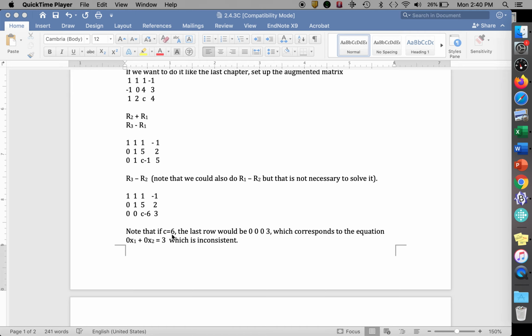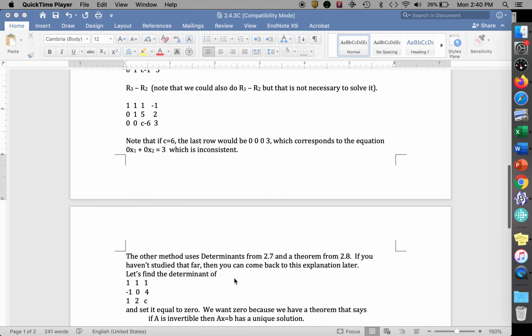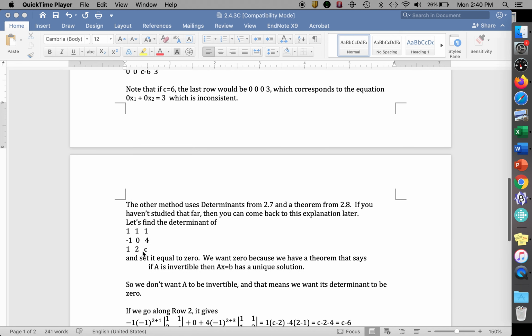Now the second way to do this problem is to use the concepts from 2.7 and 2.8. 2.7 is about determinants. 2.8 has to do with inverses. So if you haven't studied that far, you can always come back to this part of the explanation later. So let's find the determinant of that coefficient matrix, 1, 1, 1, negative 1, 0, 4, 1, 2, c. And we're going to set it equal to 0.